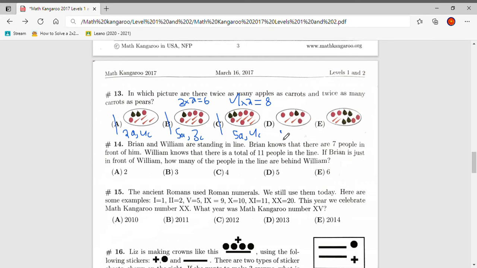D. D has 4 apples and 2 carrots. When we multiply 2 times 2, we get 4. So yes, it is finally equal, but we have to check pears. So there are twice as many carrots as pears. Now we see there is 1 pear, so if we multiply 2 times 1, we get 2, which is equal to the amount of carrots. So we can see the answer for number 13 is D.